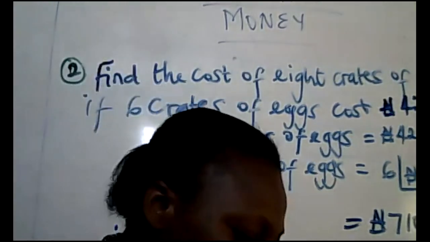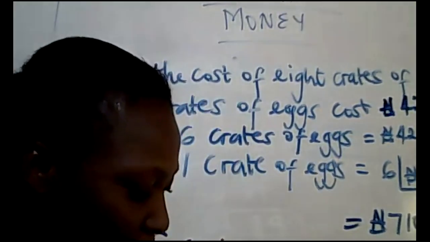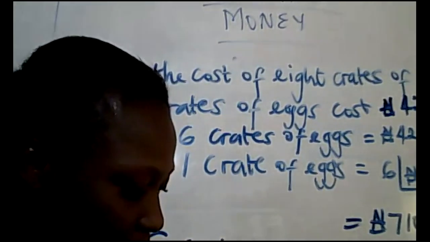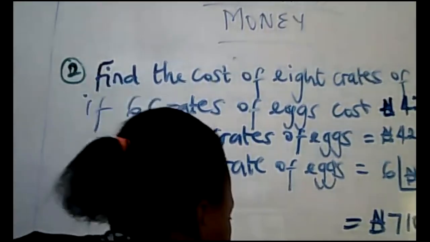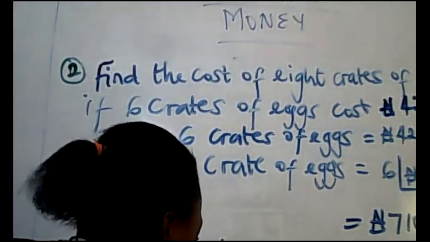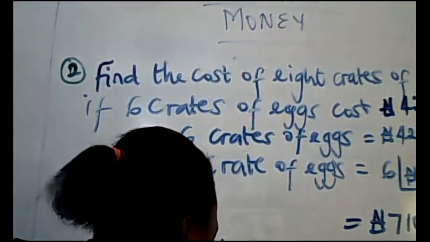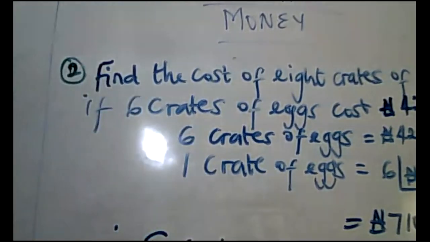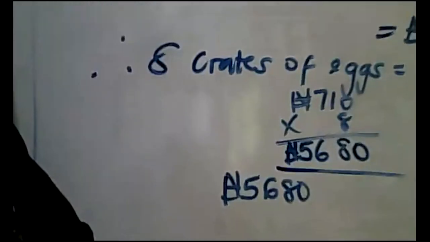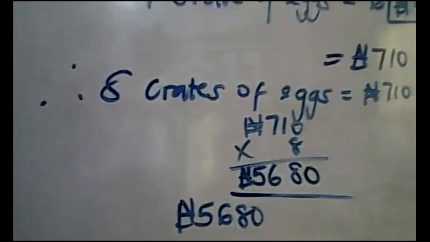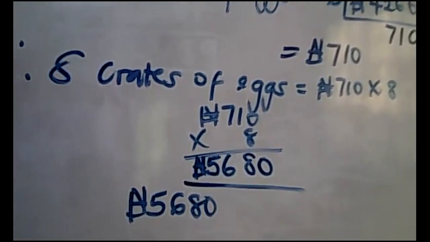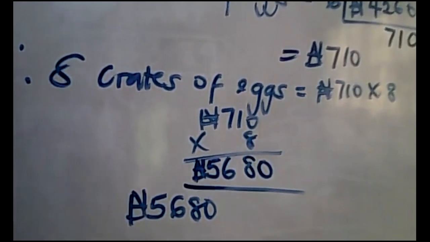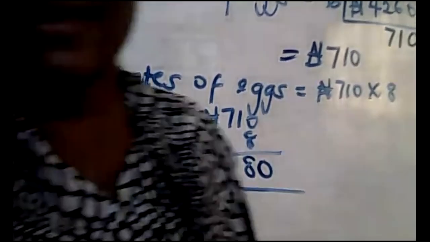So the money we are paying for 8 crates is 5,680 naira. 5,680 naira is what we are paying for 8 crates of egg.